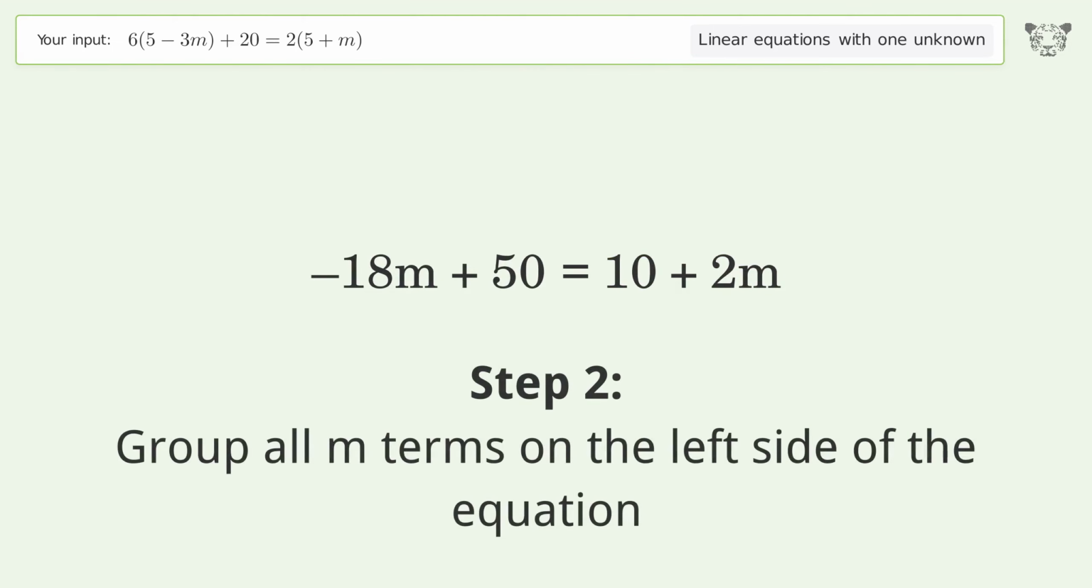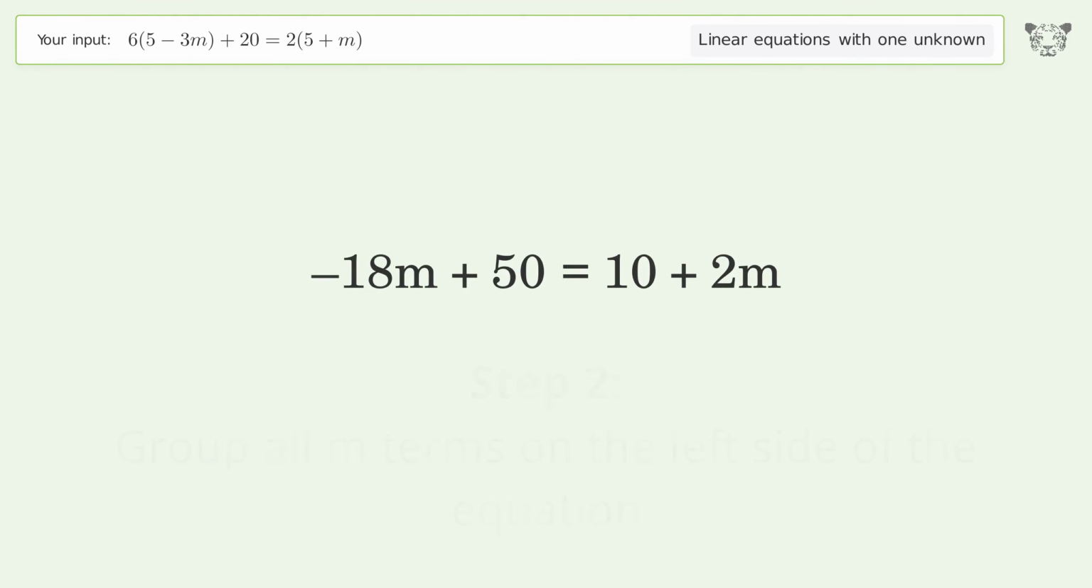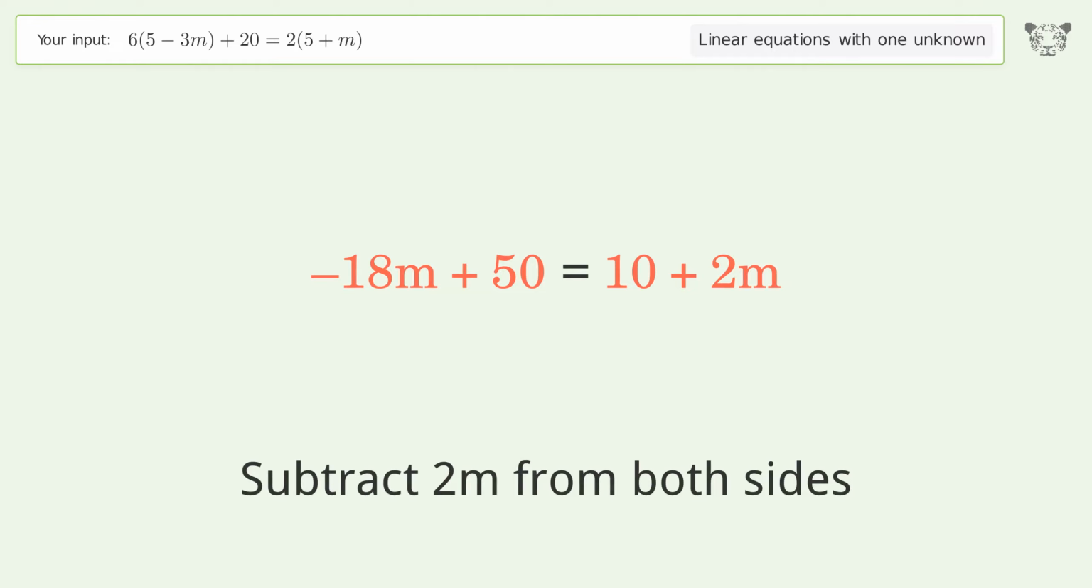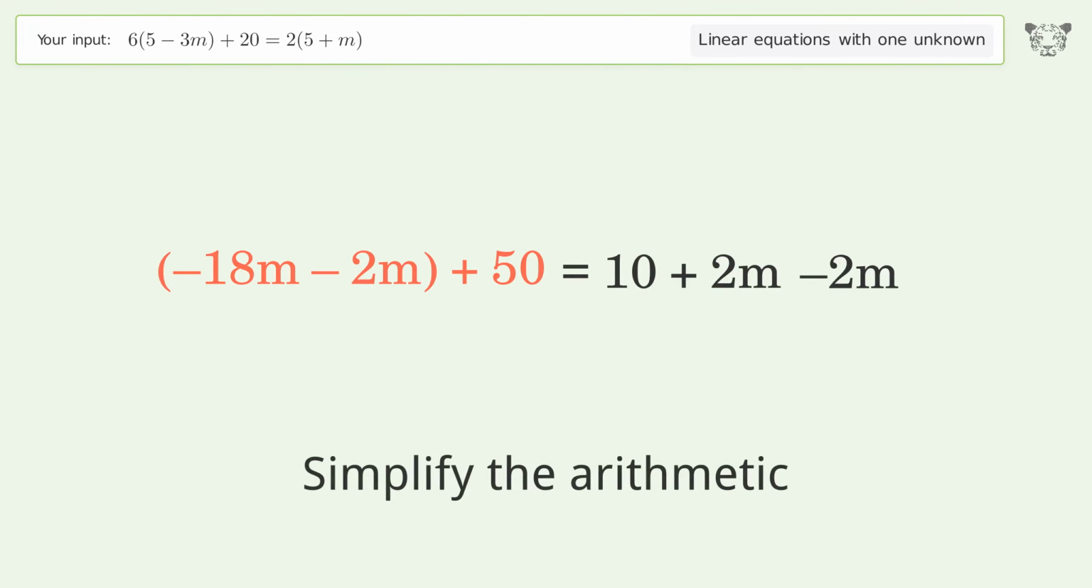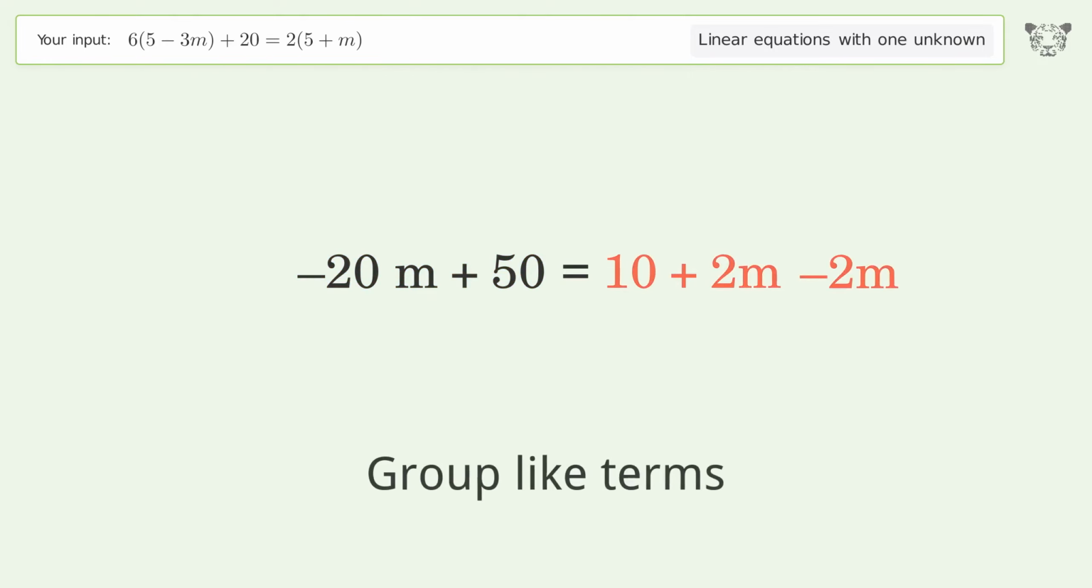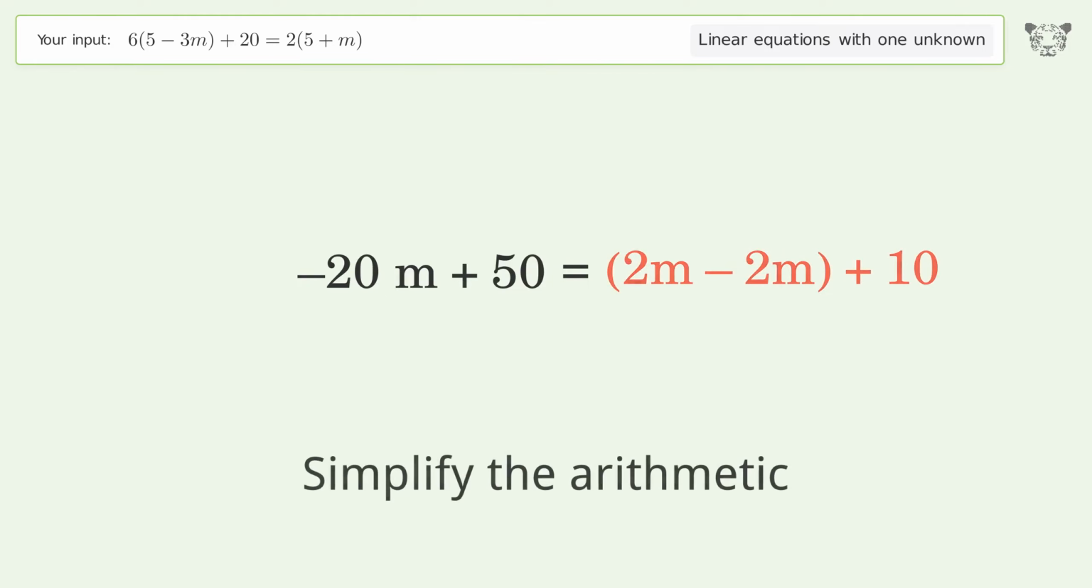Group all m terms on the left side of the equation. Subtract 2m from both sides. Group like terms. Simplify the arithmetic. Group like terms. Simplify the arithmetic.